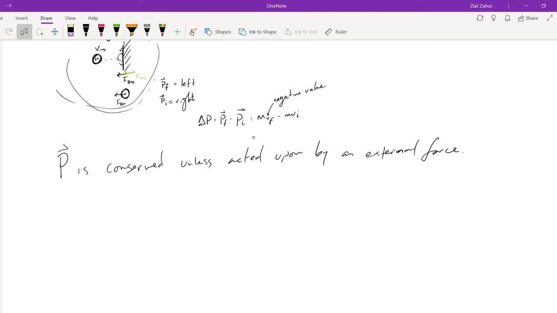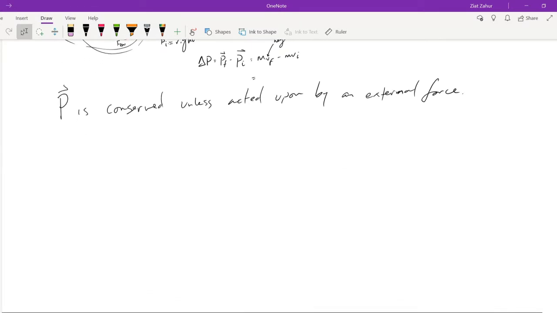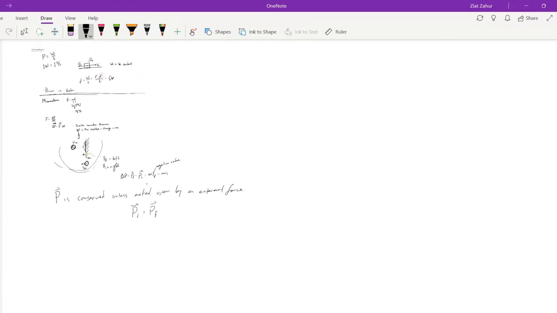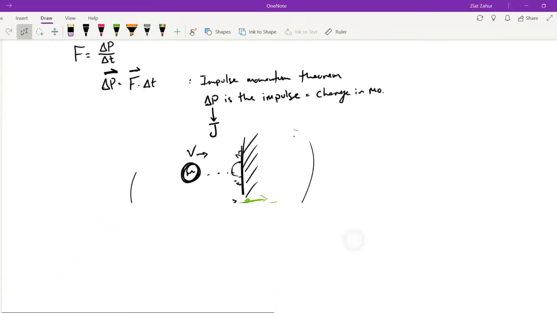Energy is conserved, or whatever, assuming the universe is a closed system. Momentum is conserved unless acted upon by an external force. Okay, so make sure you pay attention to how the system is defined, what elements are part of the system. So another way of writing it would be p initial equals p final. Right. This one, recall, is capital P without a vector hat. This is lowercase p with a vector hat.